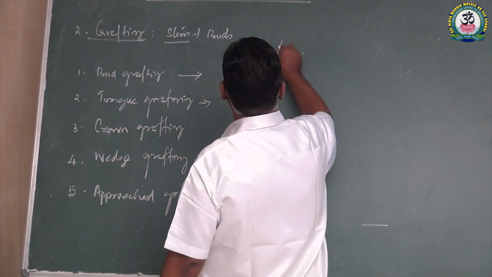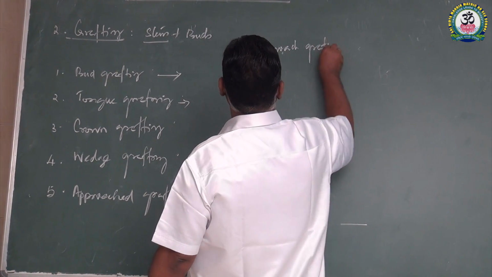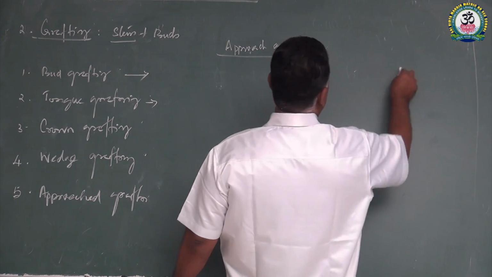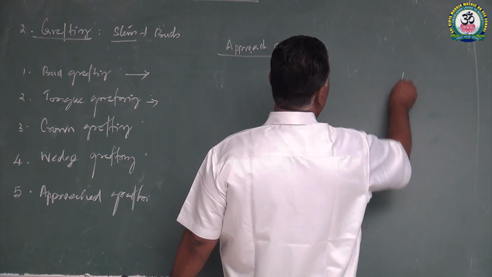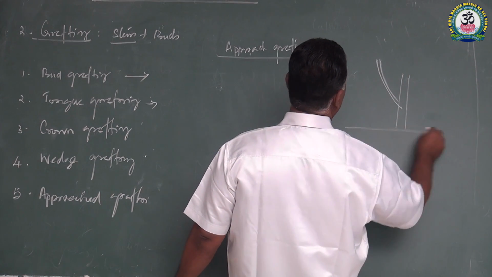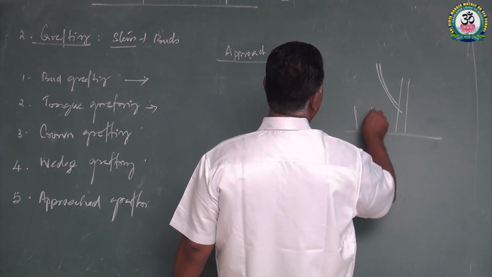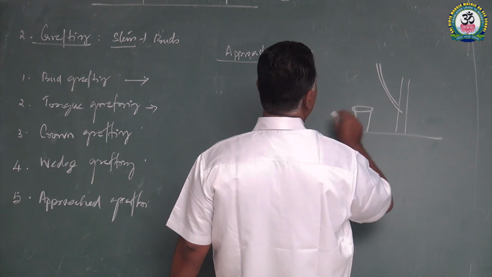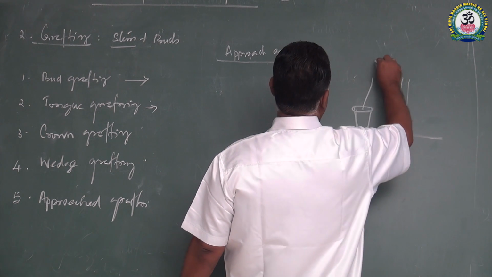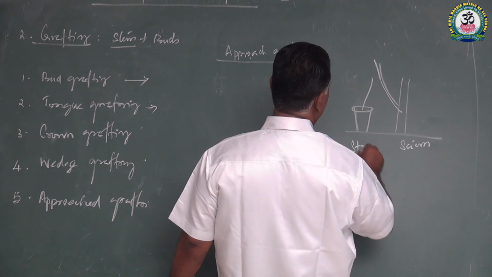grafting. So in approach grafting, two plants are involved. One is bigger, having a branch like this. This is usually done in a mango tree. And another plant, which is growing in a pot, is brought, and some portion of this is scion, the upper plant, and this is stalk.